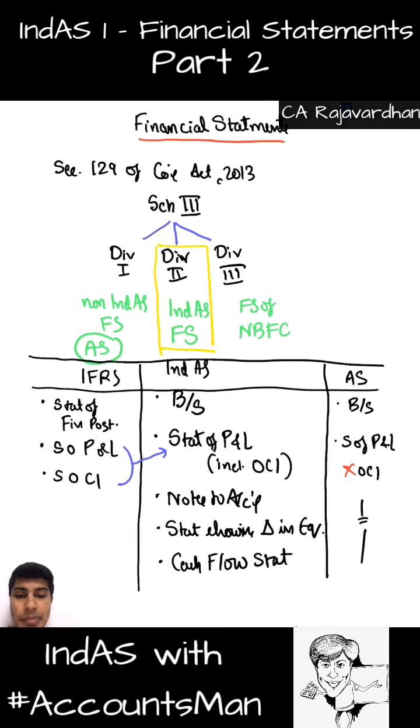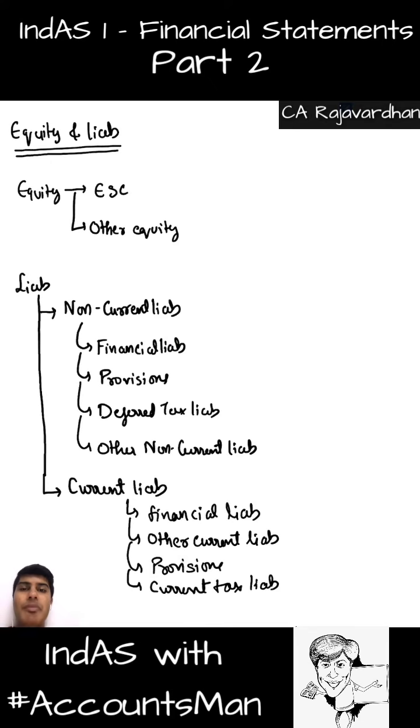Let's start discussing balance sheet now. So the first point of discussion is balance sheet. So we are now going to discuss balance sheet. So this is the format of balance sheet. As we understand, balance sheet will have two variants. One is equity and liabilities, and the second one is assets.